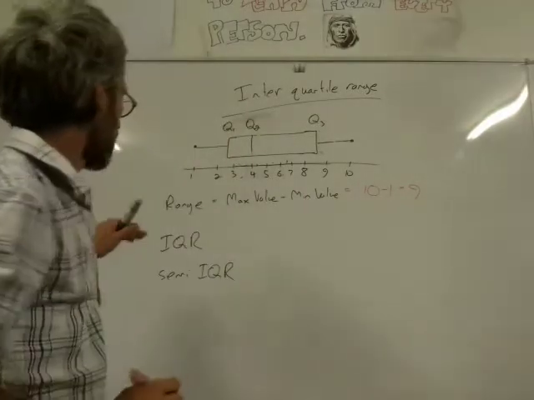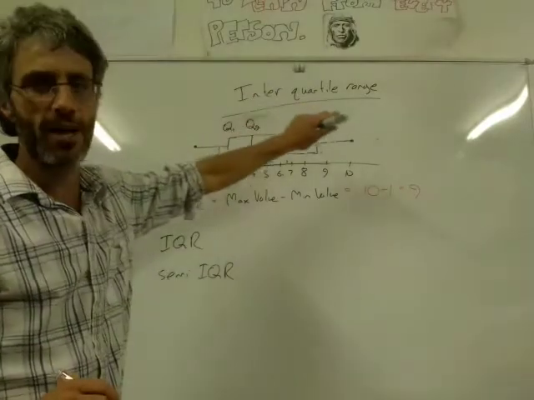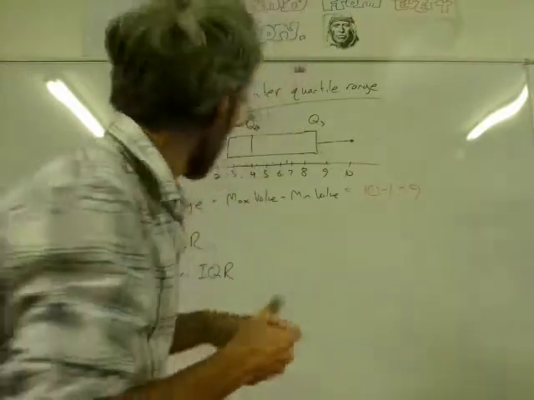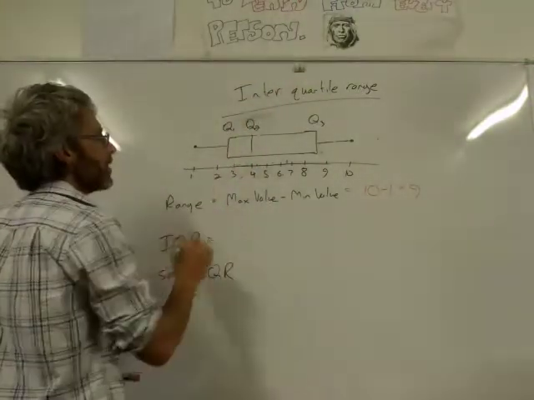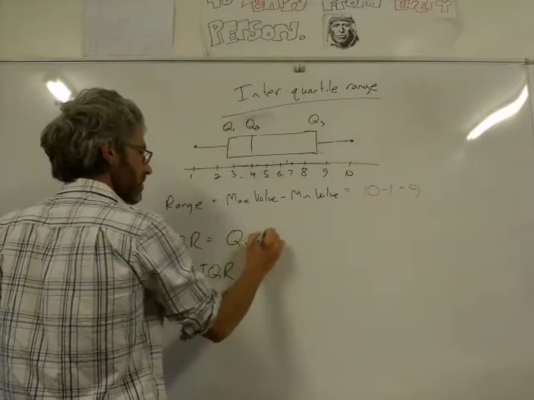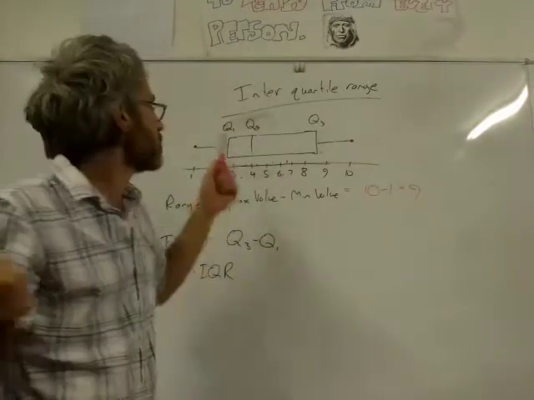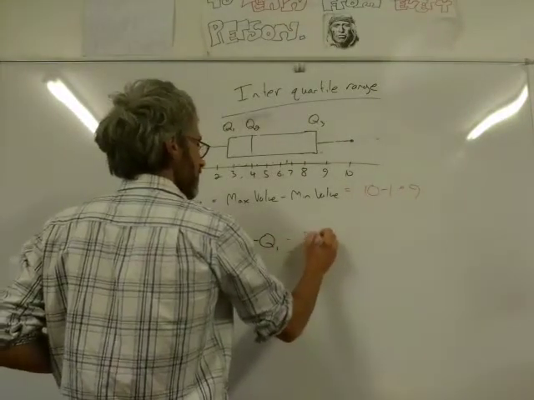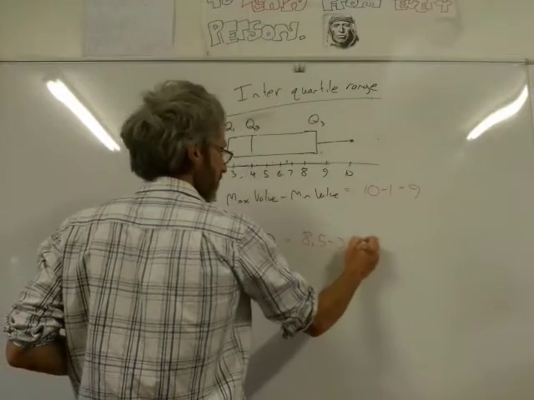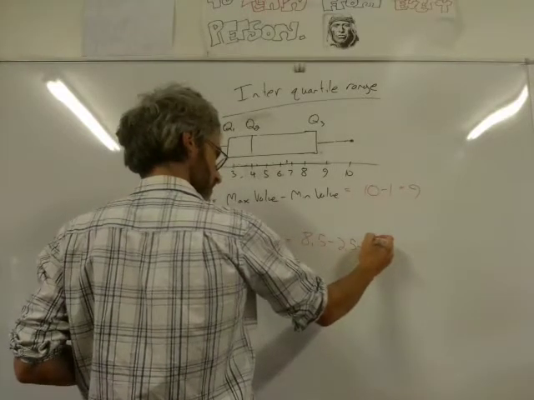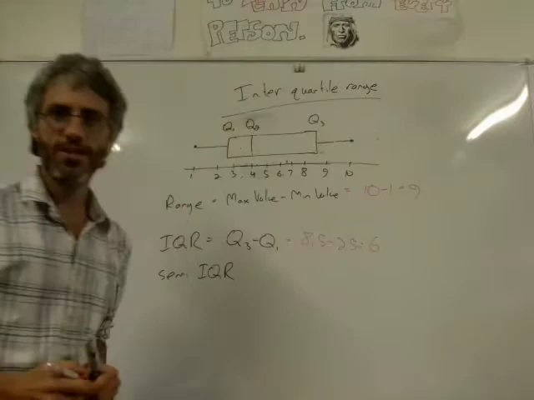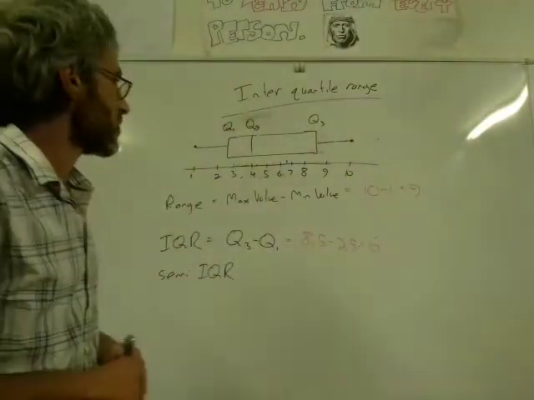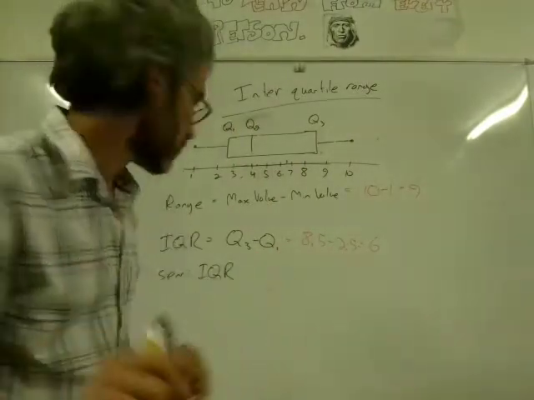Now, IQR, Interquartile Range. Sounds really complicated. Dead easy. Not a problem. Guys, IQR, Interquartile Range, is simply Q3 minus Q1. That's all. So once you find Q3 and Q1, you subtract one from the other. In this case, it was 8.5 minus 2.5, which is 6. So the interquartile range is 6. Why do we use the interquartile range? Well, let's talk about that in a minute.